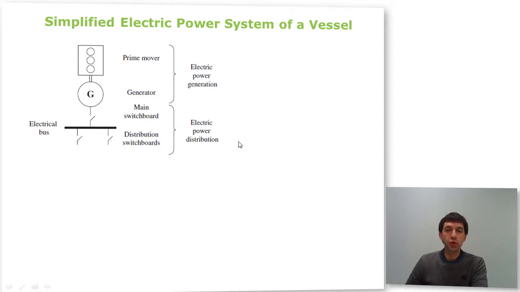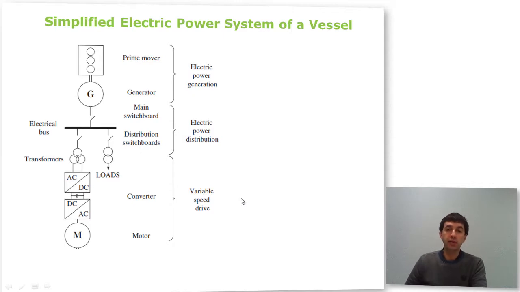Then we have the electric power distribution of the vessel. First of all, we have a main switchboard that supplies from the generator to the rest of the elements or loads of the vessel. So here we have some distribution switchboards. And then we have the variable speed drive, which is this element here, and we normally have some loads. This electrical bus is normally created by the generator at one voltage level, and then for the loads, in order to reduce the voltage at which it is generated, we have a transformer, and for the variable speed drive as well, we have another transformer.